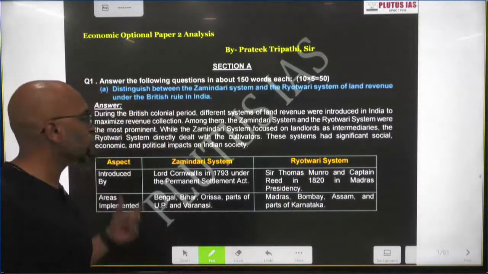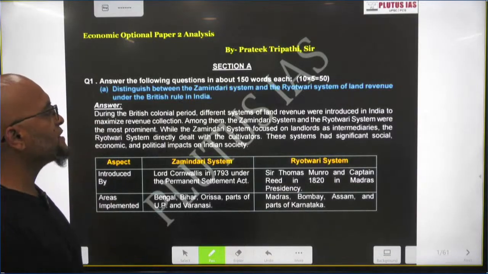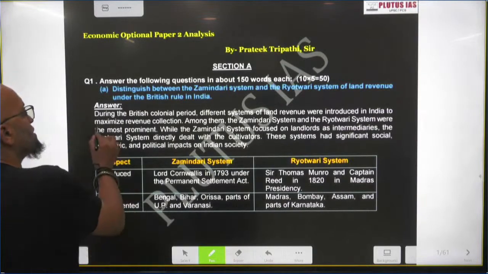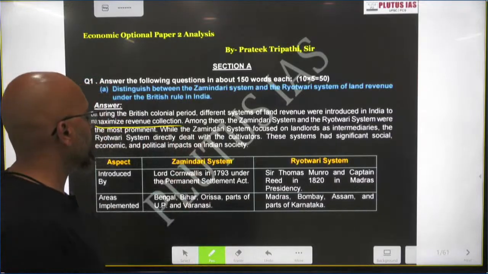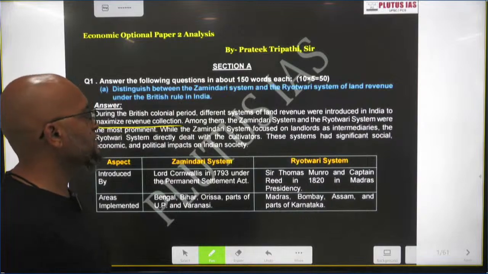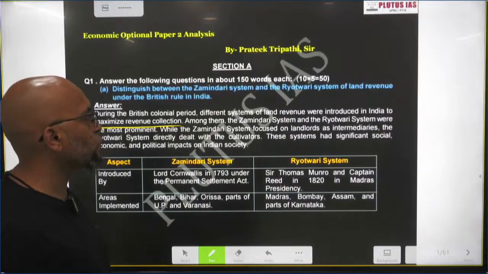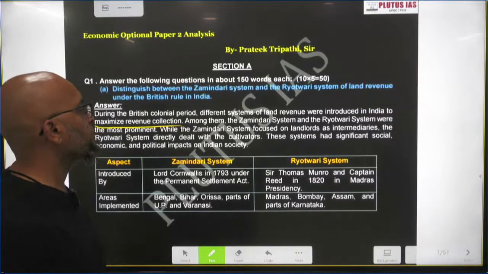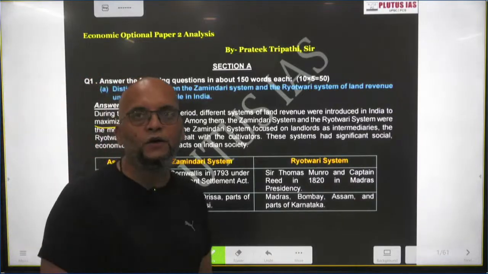So first of all, you could have given an introduction that during the British colonial period, different systems of land revenue were introduced in India to maximize revenue collection. That is the keyword here, that all these systems were used to maximize the revenue collection. Among them, the Zamindari system and the Ryotwari system were the most prominent. While the Zamindari system focused on landlords as intermediaries, the Ryotwari system directly dealt with the cultivators. This system had significant social, economic, and political impacts on Indian society.